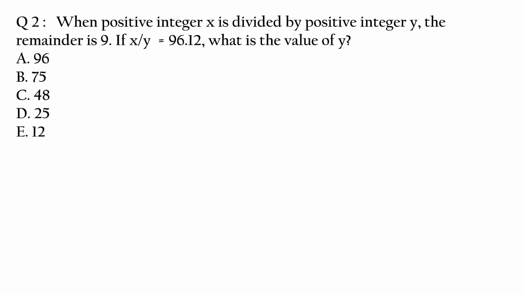When positive integer x is divided by positive integer y, the remainder is 9. But if x by y is equal to 96.12, what is the value of y? So the question says that when the positive integer x is divided by positive integer y, the remainder is 9. So we can write x is equal to the quotient into y plus 9, right? Here 9 is the remainder, this is the quotient.